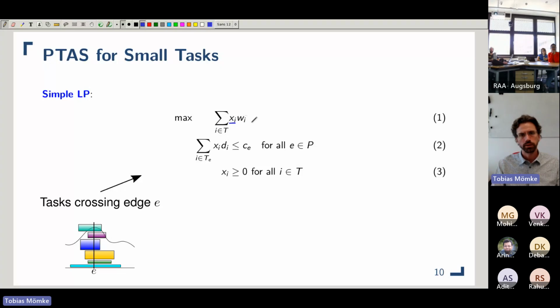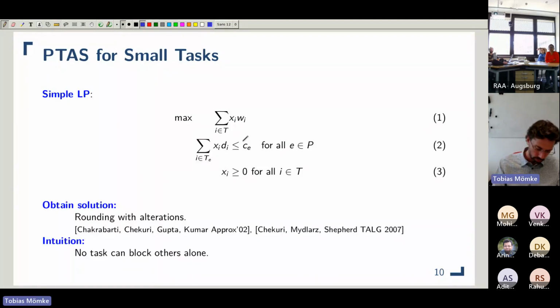And then we have to ensure that the capacities are respected. So for each edge e, we look at the tasks that cross the edge e. And for those tasks, we compute x_i d_i, so the fractional demand taken by that task on that edge. And the sum should respect the capacity that we have, c_e. I wrote it in the other notation before, where we used u_e, for e in P. And then, of course, we cannot take a negative amount of a task. So what does it mean if we have this edge e and we look at this crossing, then the fractional amounts of tasks that we take should not be too big. So here it's again u_e.